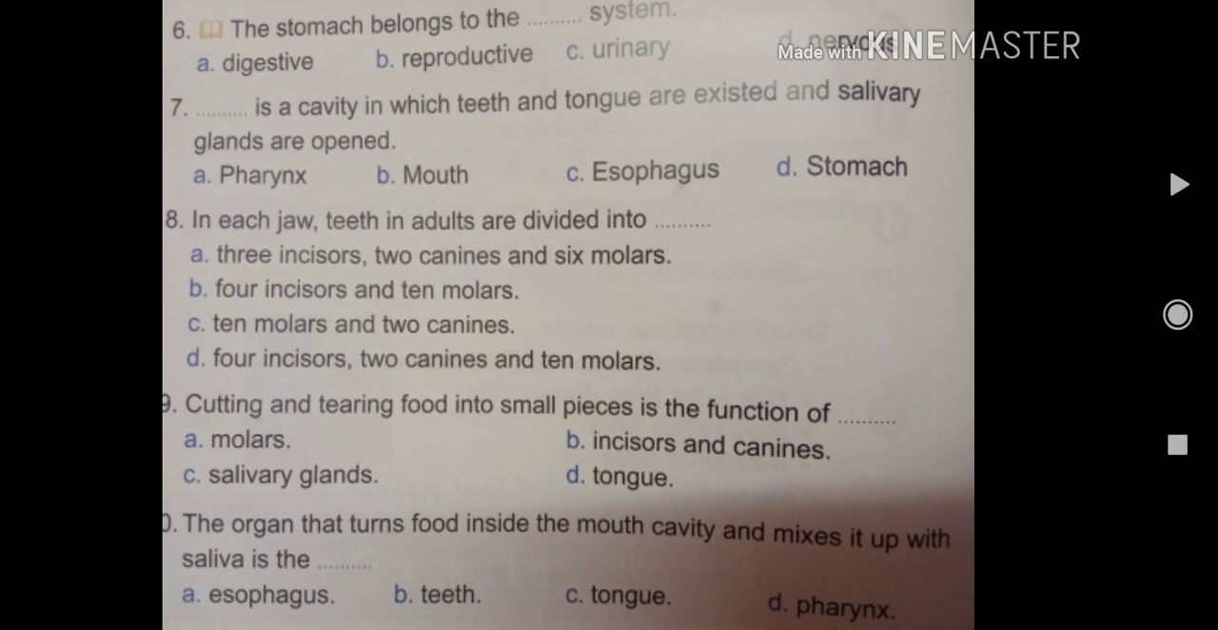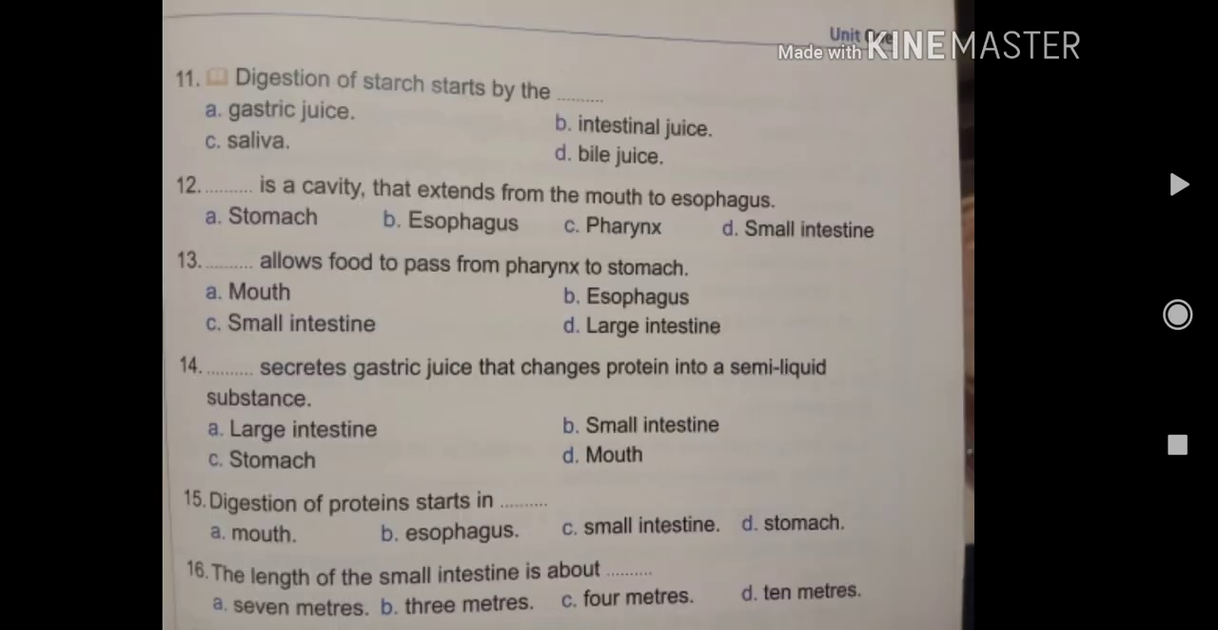It's very easy. It's number C, tongue, okay? Lisan, tongue. Number 11, digestion of starch, هضم النشويات, starts by the... بيبدأ بواسطة إيه؟ Which one? Gastric juice العصارة المعدية, saliva اللعاب, intestinal juice العصارة المعوية, bile juice العصارة الصفراوية. Of course you know digestion of starch starts by saliva, okay? Saliva اللعاب. We will choose number C, saliva.